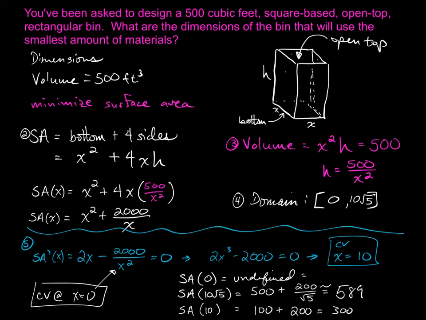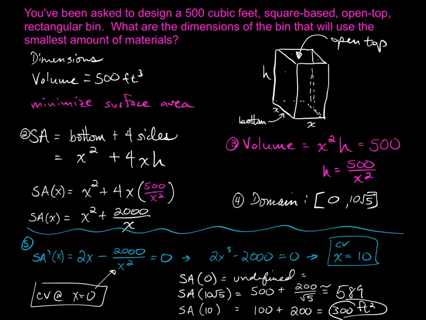And since we are trying to use the smallest amount of materials to build all of these sides and bottom, we must use 300 square feet of materials. We can't use an undefined amount of materials, and this is more than 300 square feet. So 589 is bigger. So we pick the smallest number we can, and that's 300 square feet.